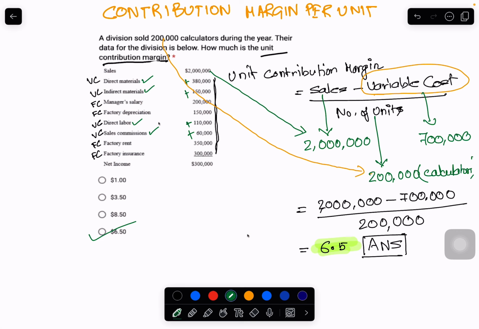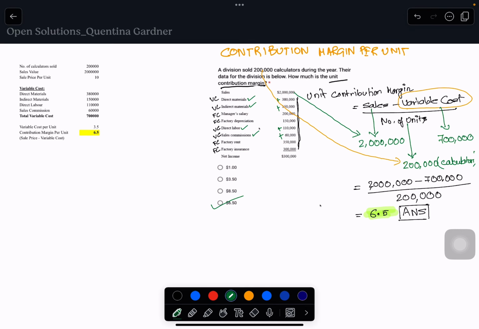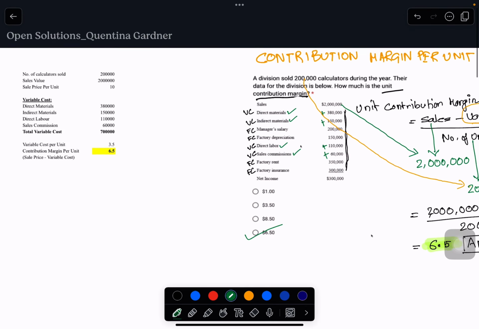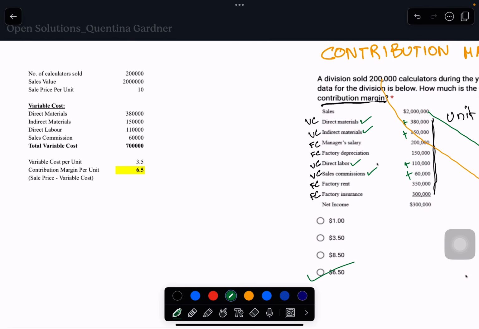So today we have understood how to calculate the contribution margin per unit, and to give you the solution, I have created it in a presentable format which you can refer to.